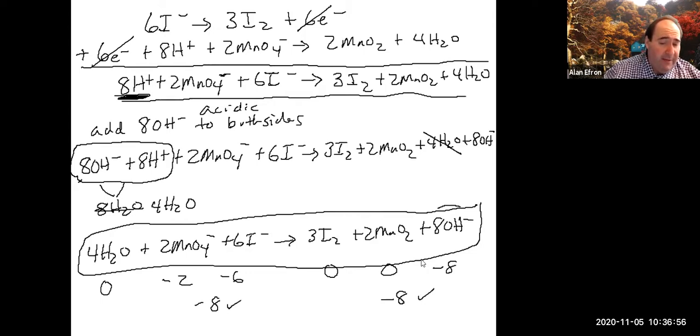Again, we also know it's basic because looky, there's our hydroxide that is there in this equation, just like we know this was our acidic one as we had H plus present when it was all said and done. Any questions on any of those steps there?